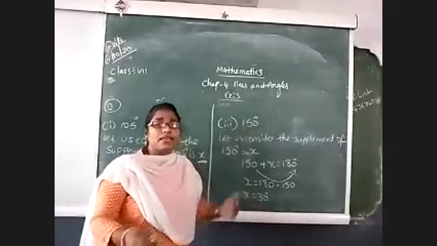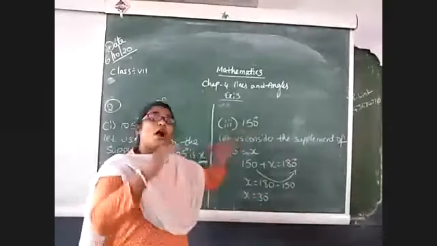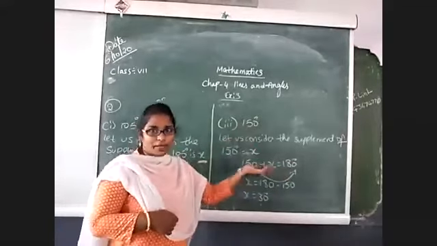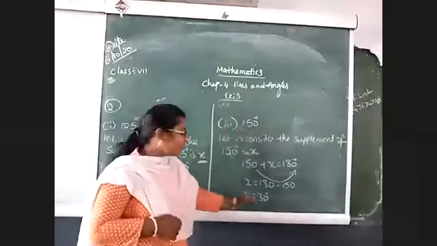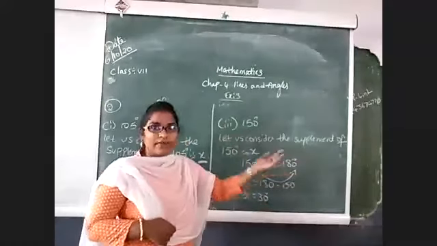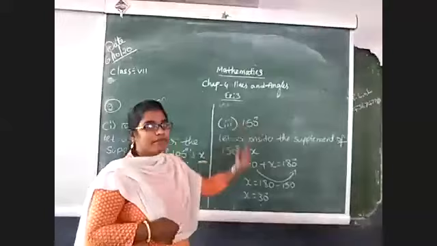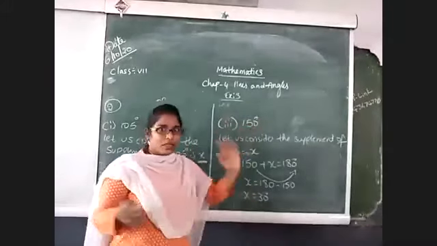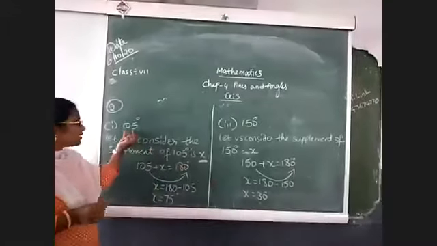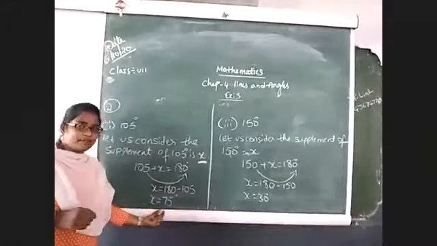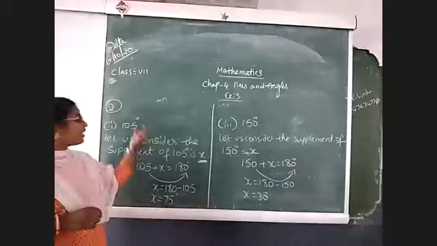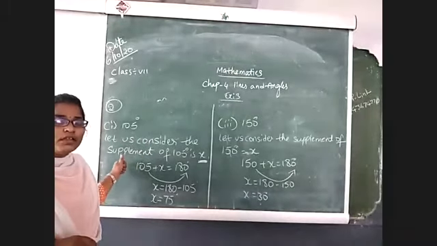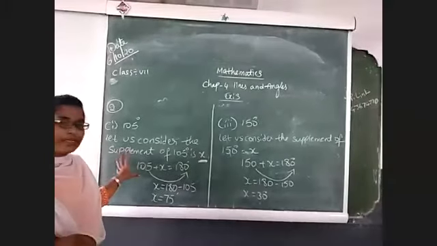It is simple. For 150, how many should we add to get the result as 180 in a simple way? For 150, if we add 30, then the result will be 180. So what is the supplement of 150? 30. What is the supplement of 30? 150. Understand? What is the supplement of 105? 75. What is the supplement of 75? 105. Okay? Do you understand clearly? Message in the chat box if you understand clearly.